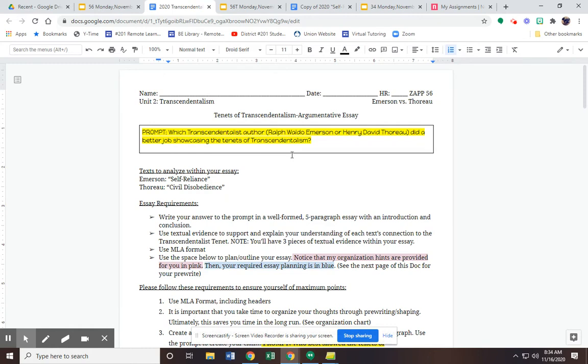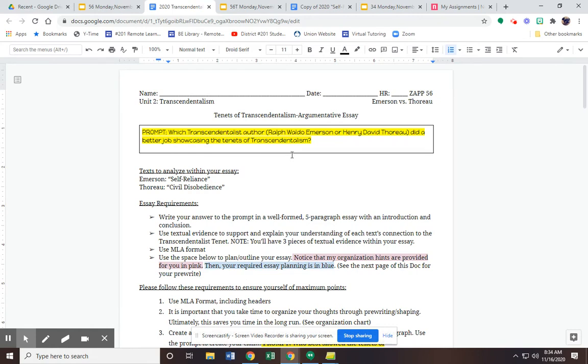Does anyone remember what that is from last year? Your rebuttal. That is when you acknowledge your counterclaim. You say, like, I understand why you think Thoreau did a better job. However, you re-explain why yours is actually stronger by using additional evidence. So you will have 3 pieces of textual evidence total. 1 will be for your opposite author, 2 for your dominant author that you think did a better job.